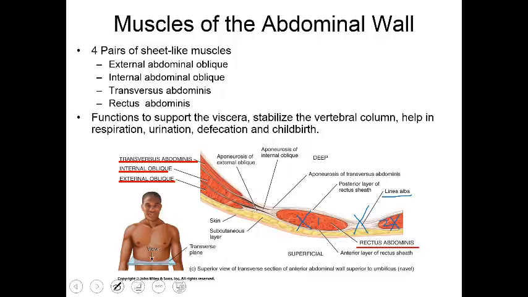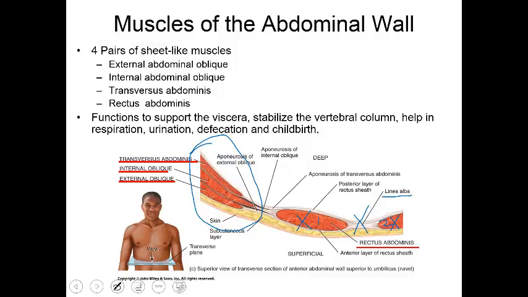Now to the lateral side of each rectus abdominis, we have 3 sets of muscles. These are those 3 sets of muscles right here, located on either side of the rectus abdominis, kind of in your lateral lumbar, lateral abdominal region. Now the 3 muscles from the most superficial to the deepest.